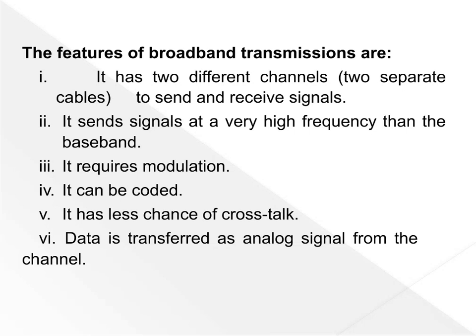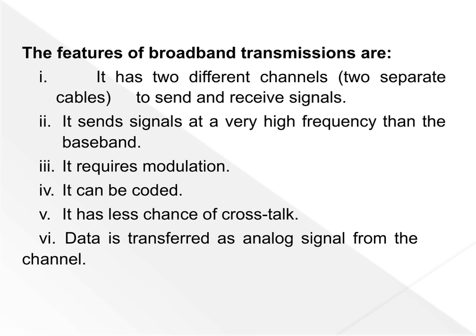Let's take a closer look at the features of broadband transmissions. First, they use two different channels, meaning there are separate cables for sending and receiving signals. This separation helps improve the efficiency and clarity of communication. Next, broadband transmits signals at a much higher frequency compared to baseband transmission. This high frequency allows for greater data capacity and faster speeds.